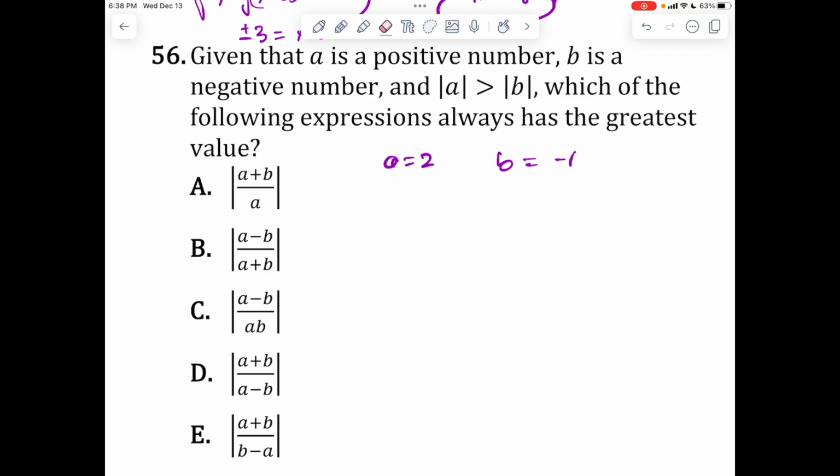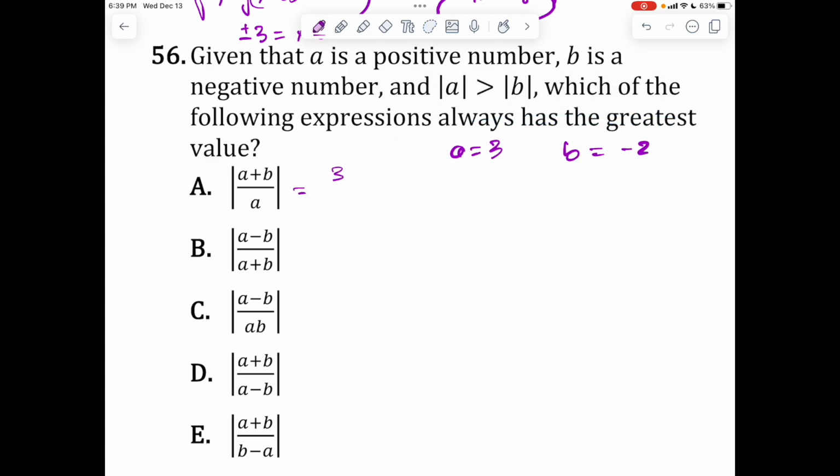So I'm actually going to do, let's make this 3 and negative 2. Sometimes for examples like this, using 0 or 1 or negative 1 can be a little tricky. So it's better to use numbers that are not 0 or 1, okay? Now, let's just plug them in, see what we get.